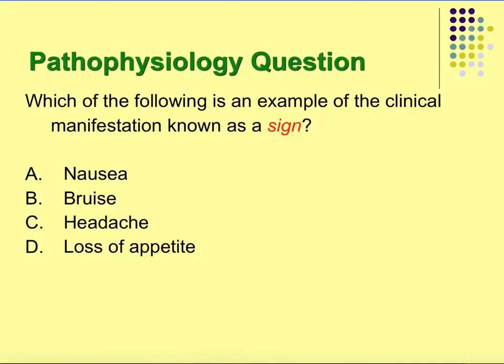So, quick question. Which of the following is an example of the clinical manifestation known as a sign? So nausea, bruise, headache, loss of appetite. Which would be the best example of a sign? And remember, a sign is objective, not subjective. So the best answer would be a bruise.